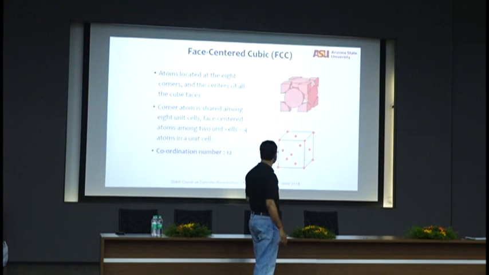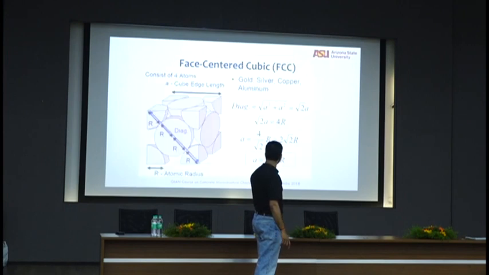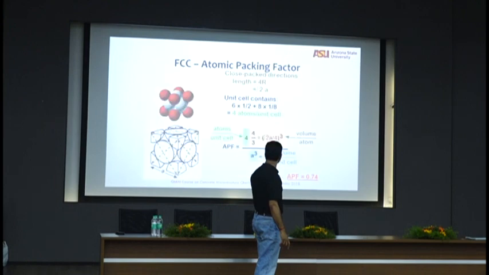Now, the other one is the face-centered cube. In addition to all the 8 atoms in the corners, I put half an atom on each of the 6 faces. So I effectively get 4 atoms in a unit cell, and I will get a packing factor of 0.7.